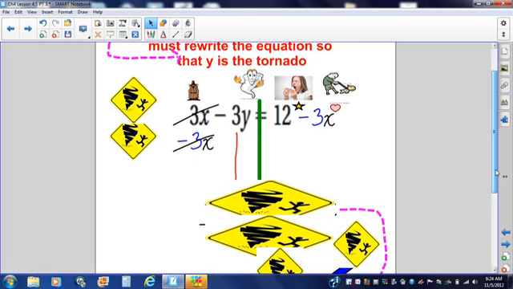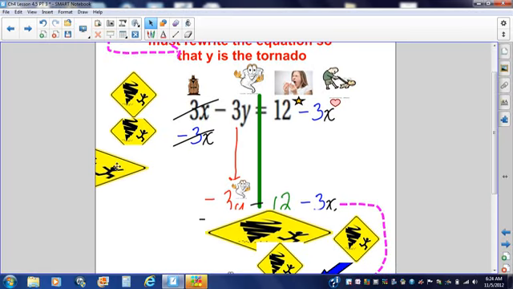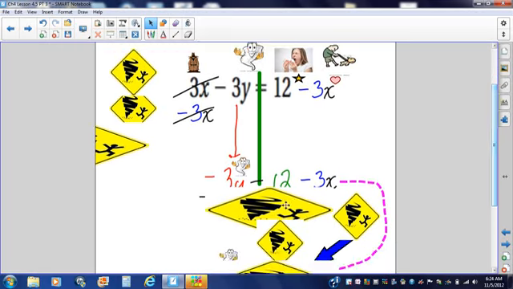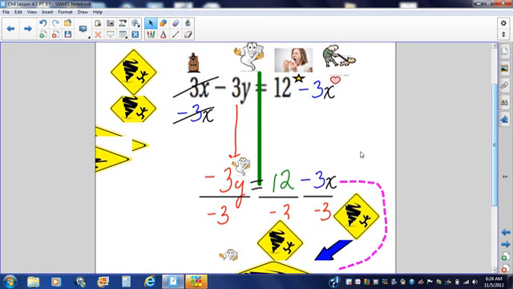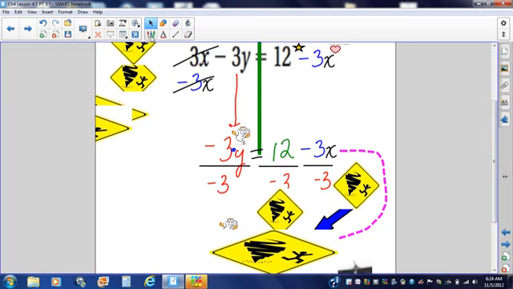Now I will rewrite the equation. Negative 3y equals 12 minus 3x. I notice that these are touching each other. The inverse of multiplication is division. Da bears. So I'm going to divide every term by negative 3. What happens in Vegas stays in Vegas. These will cancel each other.